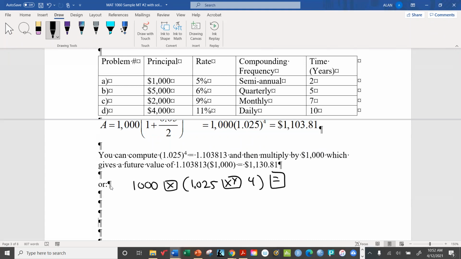Let me just double check on my calculator. I'm going to get mine out real fast here. And 1,000 times, open parentheses, 1.025 raised to the fourth power, close parentheses, equals, yeah, that did it. 1,103.81.